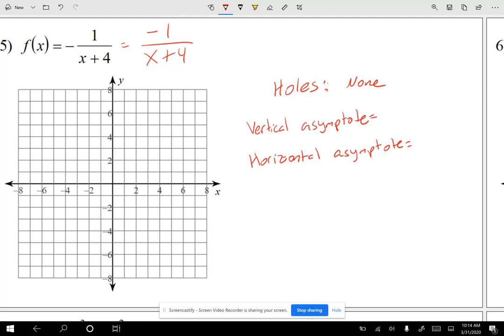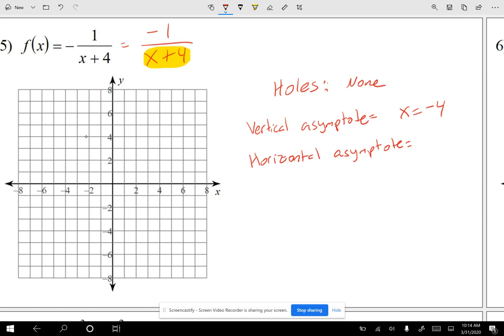Now, my vertical asymptote, I look at the bottom of the equation. So I'm looking at x plus 4. And I start thinking, what values of x make the bottom equal to 0? I have x plus 4. The value of x that's going to make the bottom equal to 0 will be x equals negative 4.